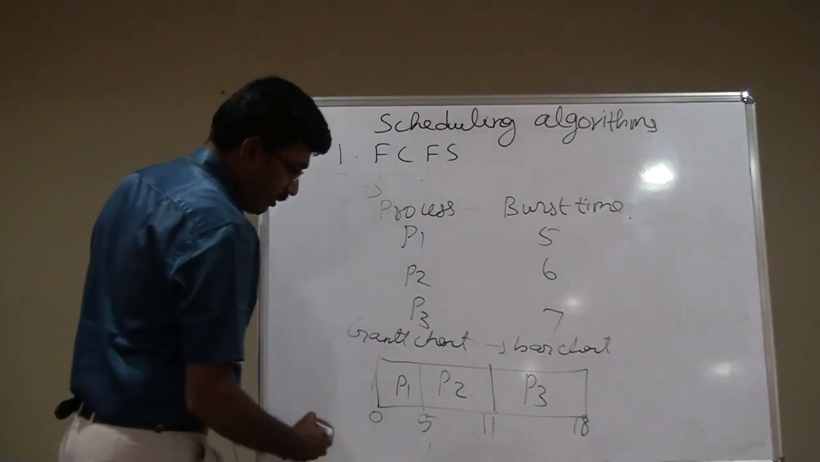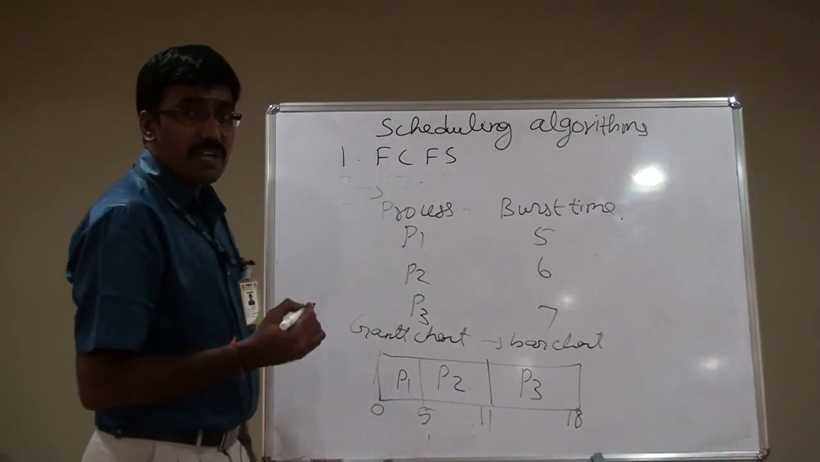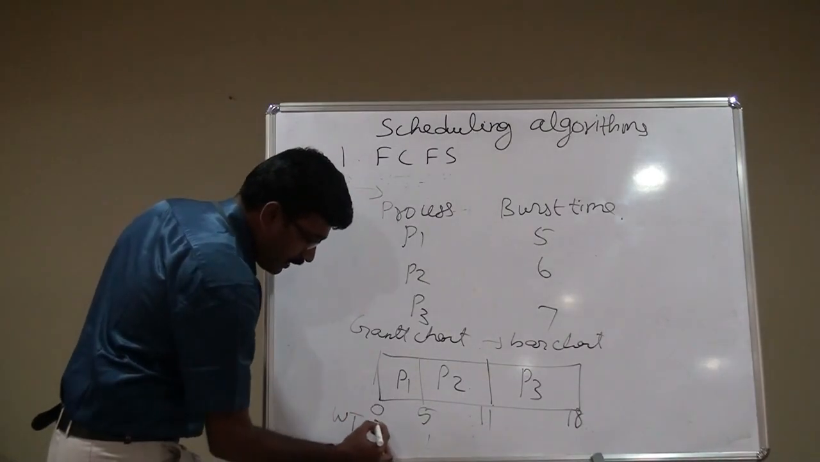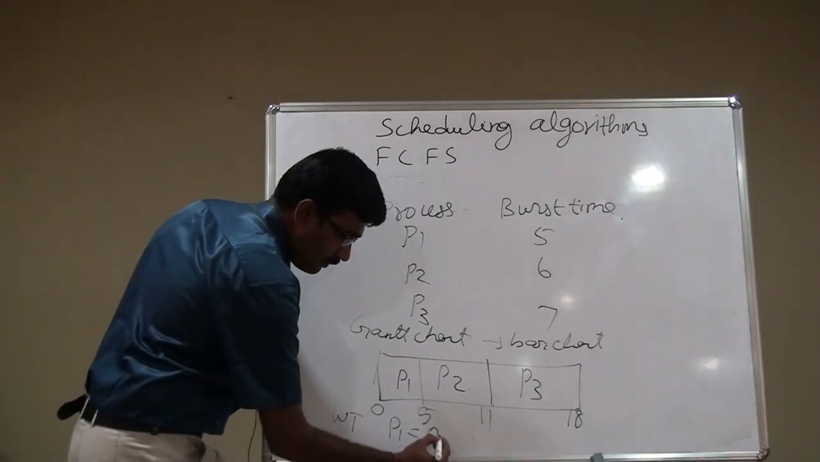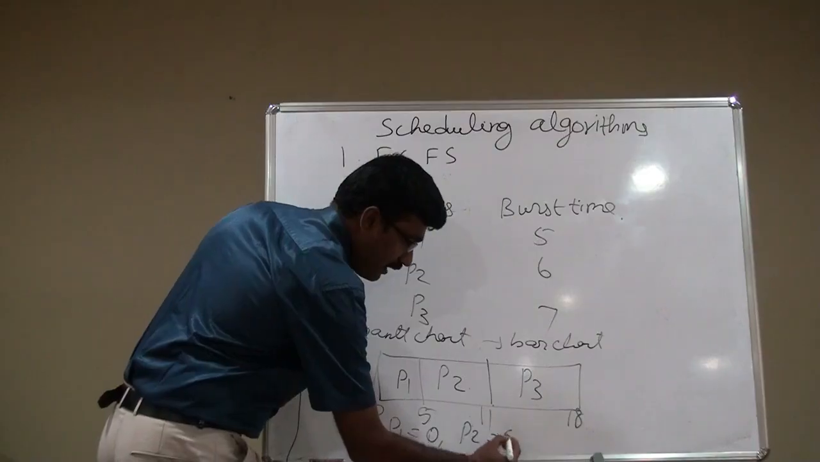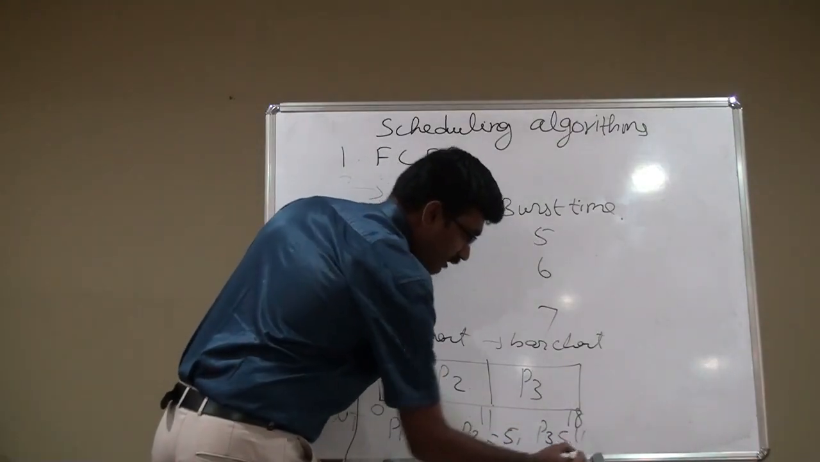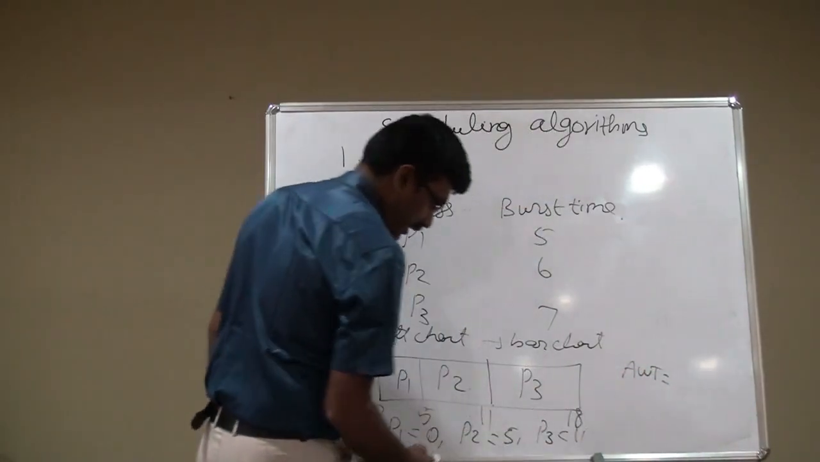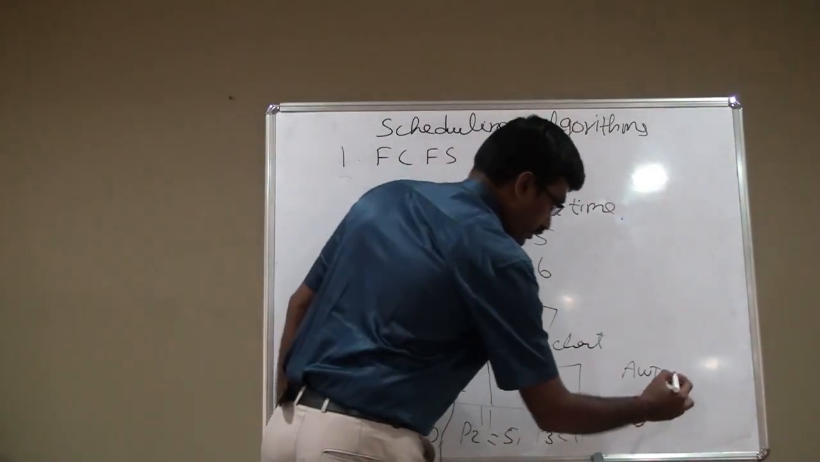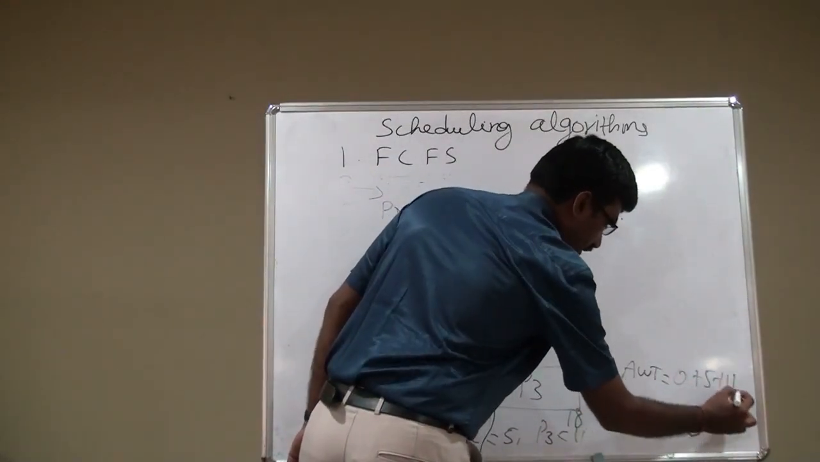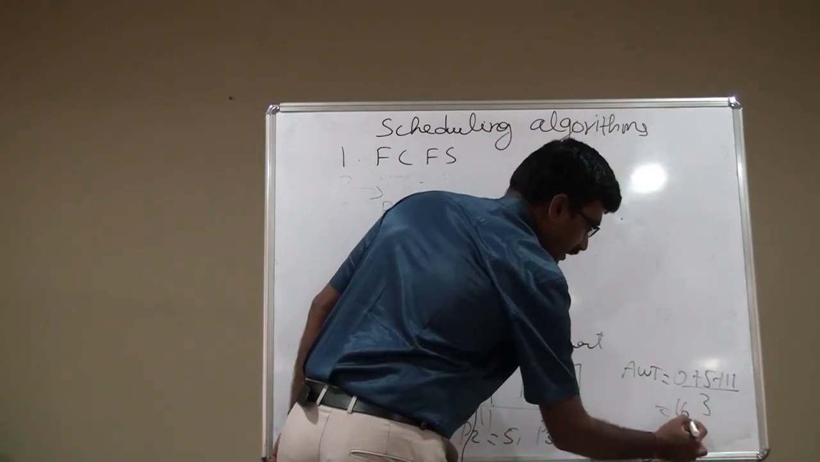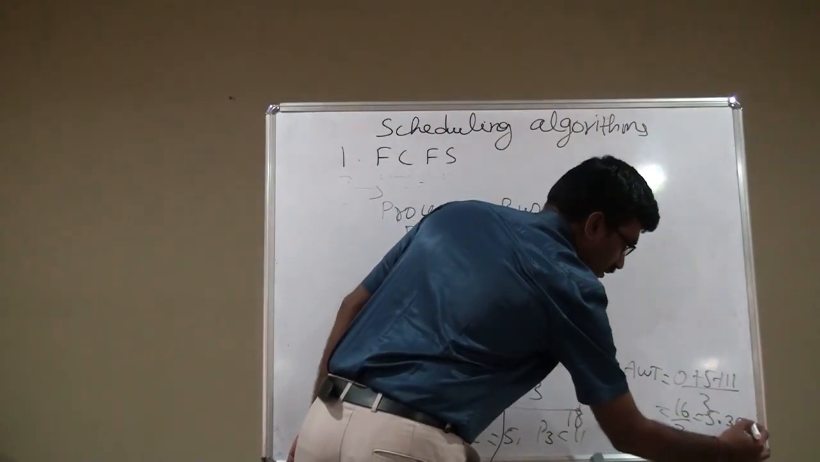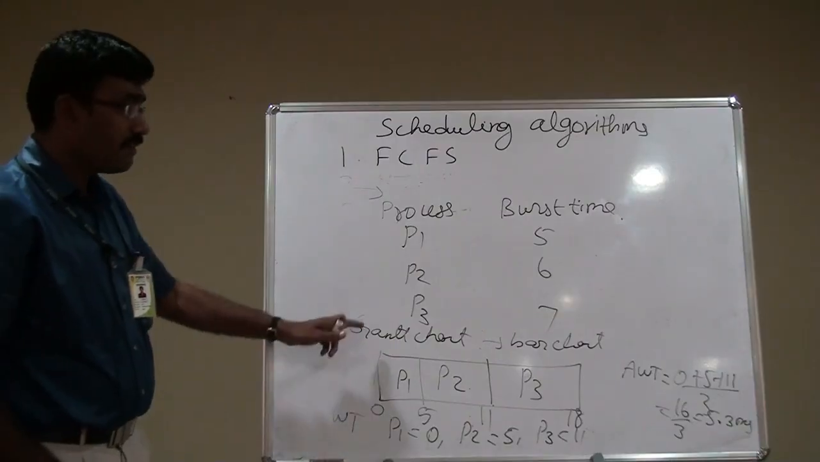Now find the waiting time. Waiting time means how much time the particular process waits in the queue. So waiting time of P1 is 0, waiting time of P2 is 5, waiting time of P3 is 11. Now average waiting time: add the three values and divide by 3. 0 plus 5 plus 11 is 16, by 3, so 5.3 milliseconds. So this is the waiting time of first come first serve.